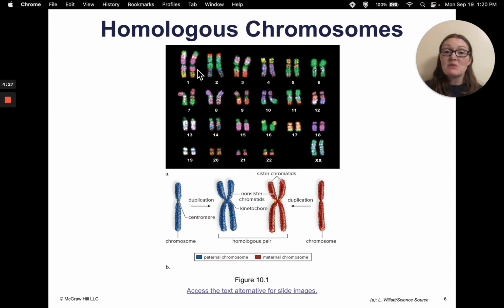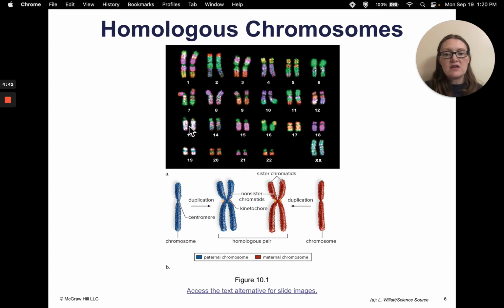Now oftentimes we can't tell which is which unless we look at the parent genetics too, and then sometimes we can match up and figure out, okay, this one's from mom and this one's from dad. But a lot of times it's very difficult to tell, especially if you don't have the parent chromosomes to compare it to.